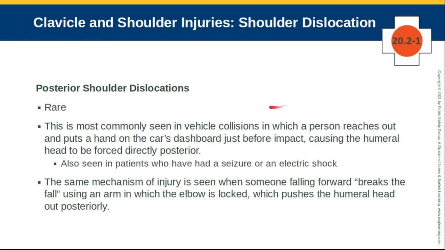Now, it's very rare that we'll get a posterior shoulder dislocation. This might commonly occur in a motor vehicle accident if someone puts their arm out, or very rarely if someone was to lock their arm during a fall when they put their hand out to protect themselves.